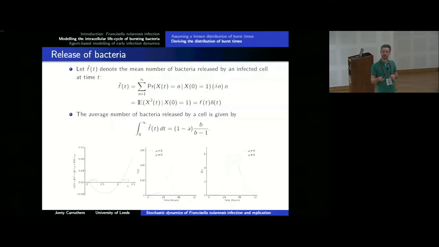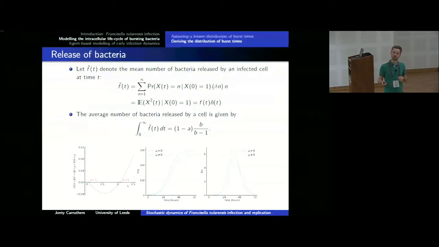Now what we want to look at is how many bacteria are being released. For this, we can again think of it in simpler terms. If we think about a cell that contains n bacteria, the rate of rupture is just going to be delta times n, and we know that the number of bacteria released would then be n as well. If we sum over all the possibilities of that state n, then we see that this function describing the release of bacteria through time is actually just related to the second moment of our process. So the first moment of our process is used for the time until rupture, and the second moment is used for the number released.